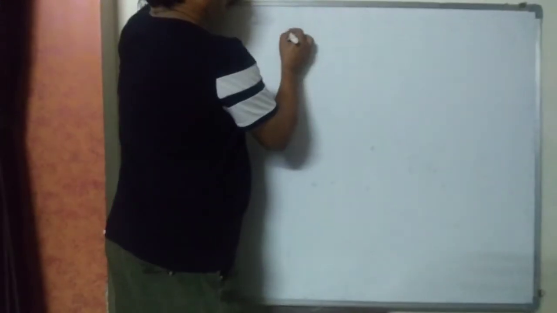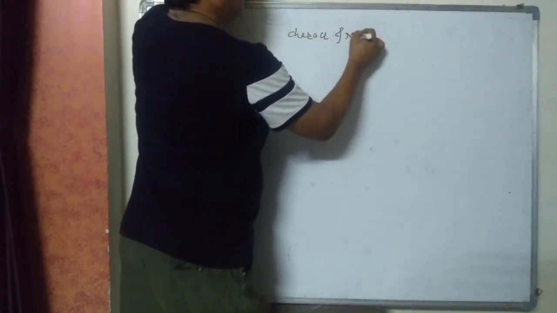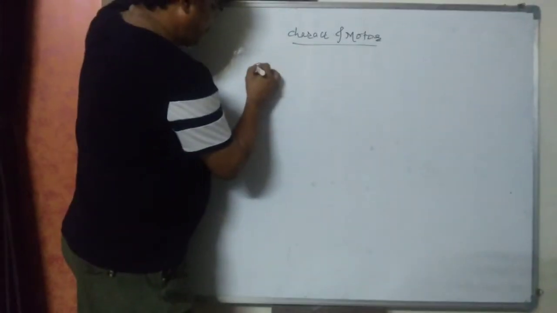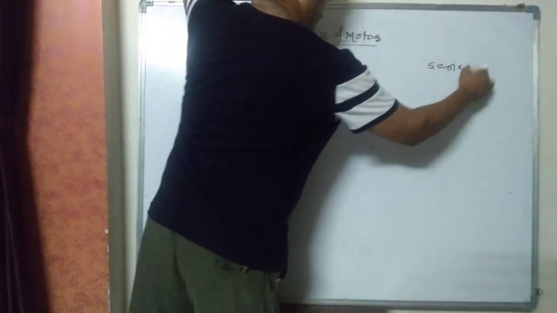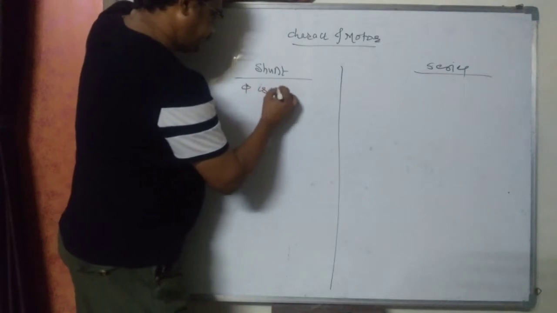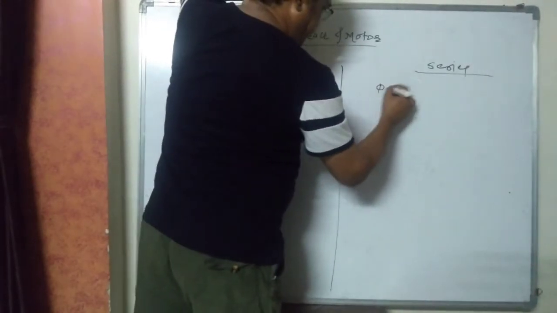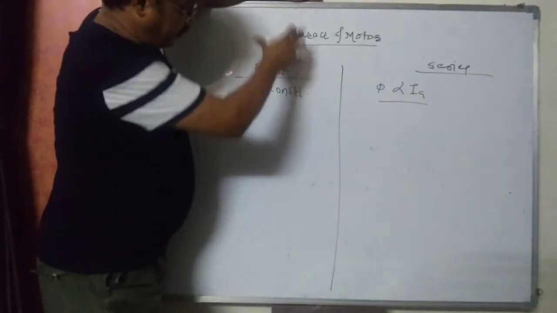So characteristics of motor. I am explaining 3 characteristics and I am giving you the notes also. Shunt motor, series motor. Now in shunt motor we have studied that phi is constant, and in series motor we have studied that phi is proportional to Ia. These two we have studied in the previous article. So based on these we have to explain characteristics.